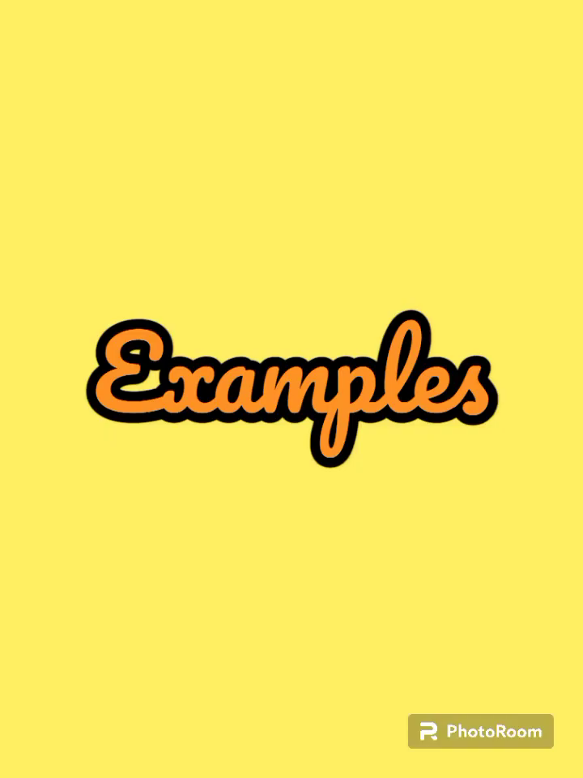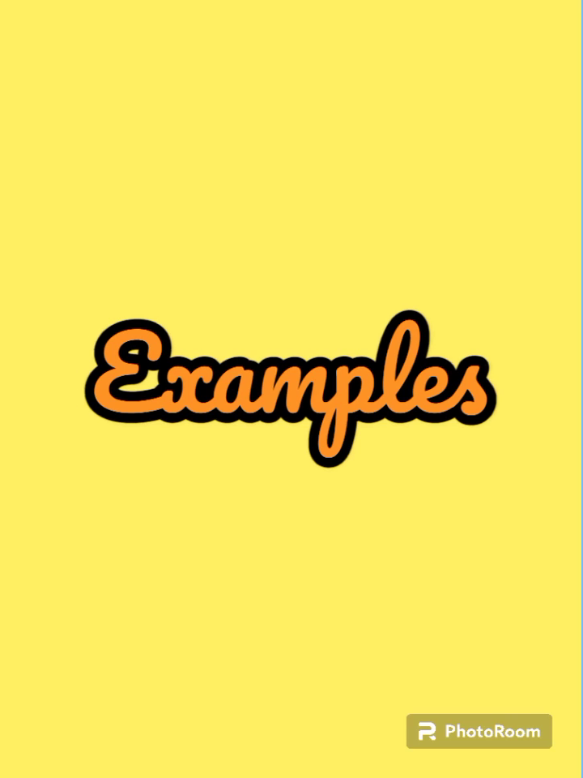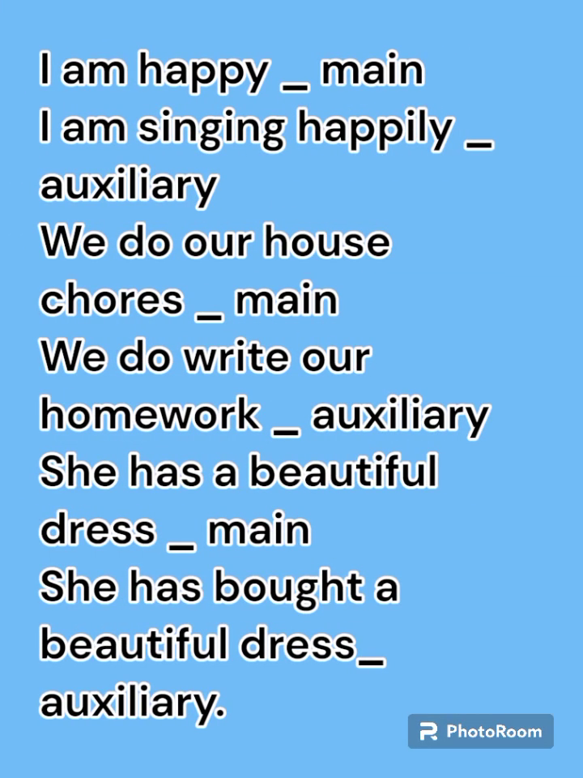Now let's use them in examples, how they work as a main verb and how they work as an auxiliary verb. The first one says, I am happy. You can see here that am is standing alone in the sentence. Therefore, it is a main verb. Another one is, I am singing happily. I am singing are the verbs here, and the am is serving as an auxiliary verb.